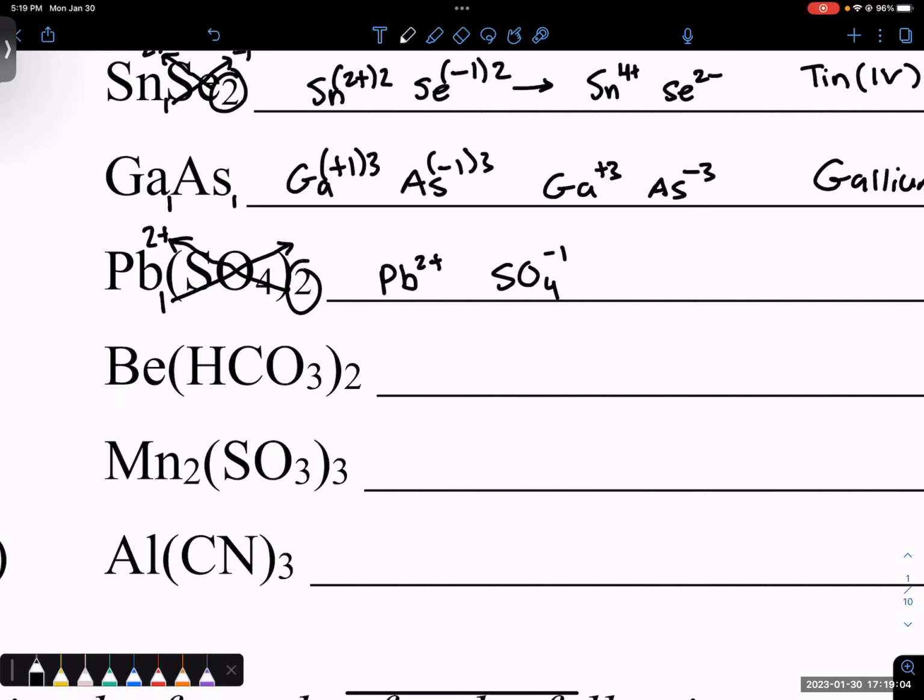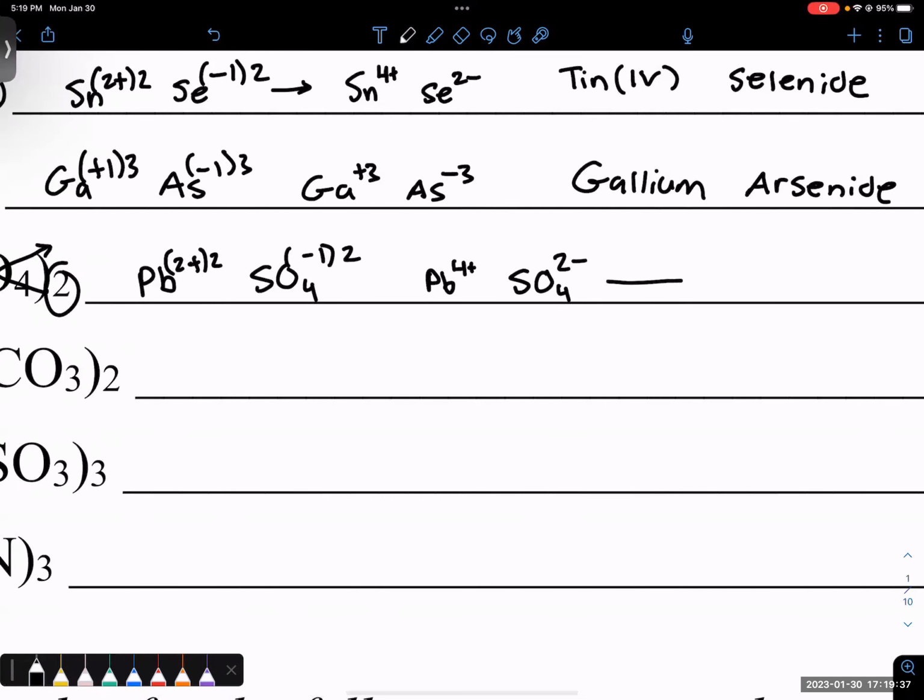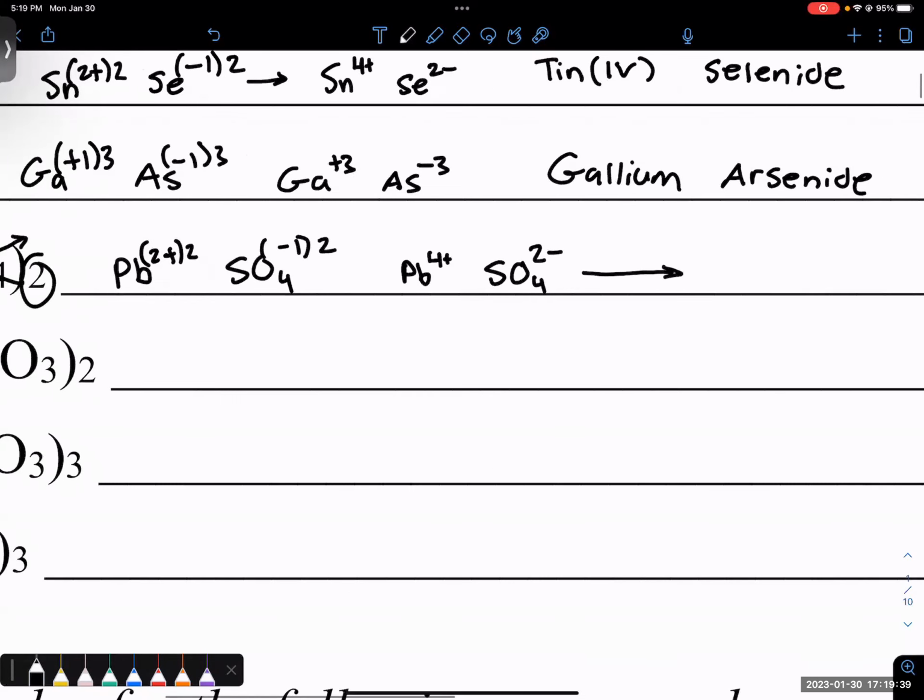No. Why no? Yeah. So someone in the room just said that sulfate always has a 2- charge, right? Right now it says that it has a -1 charge. We know that's not right. So we need to do our multiplication thing. So 2, Pb 4+, and sulfate 2-. Next we can name it.